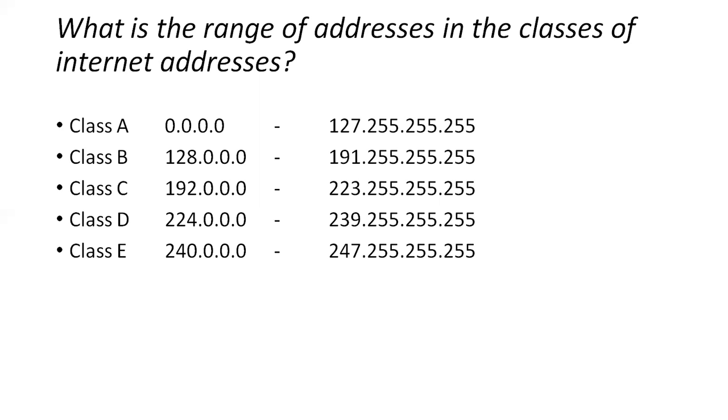192.0.0.0 and ends with 223.255.255.255. The fourth one is class D, which starts with the range 224.0.0.0 and ends with 239.255.255.255. Then the last one is class E, which starts with the range 240.0.0.0 and ends with 247.255.255.255.